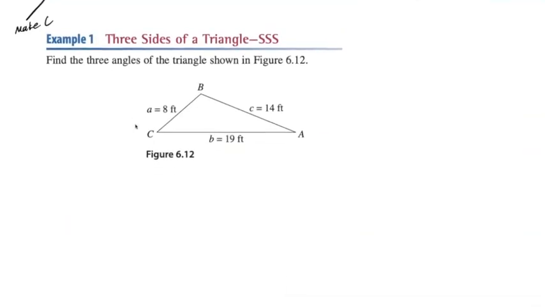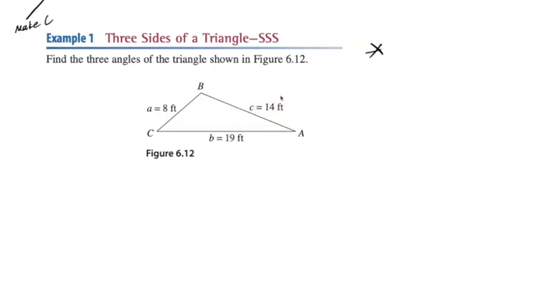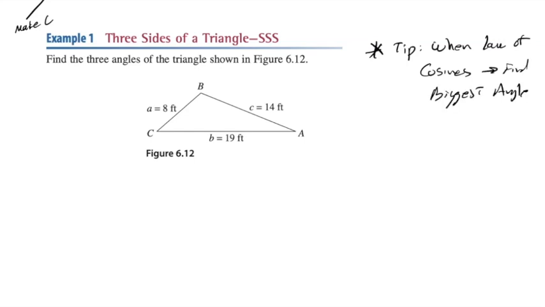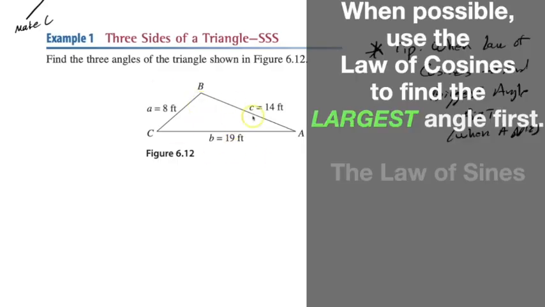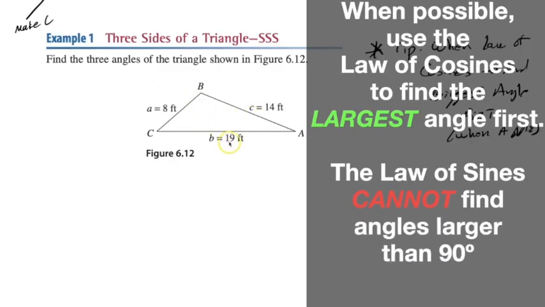Let's go here. Find the three angles shown in figure 6.2. Here's our thing. We want to find all three angles. Here's another rule. There's a tip. When using law of cosines, find biggest angle first when applicable. I'm just saying, something like here, we have all sides and you have to find an angle. You want to find the biggest angle first. So in this case, we want to find angle B.